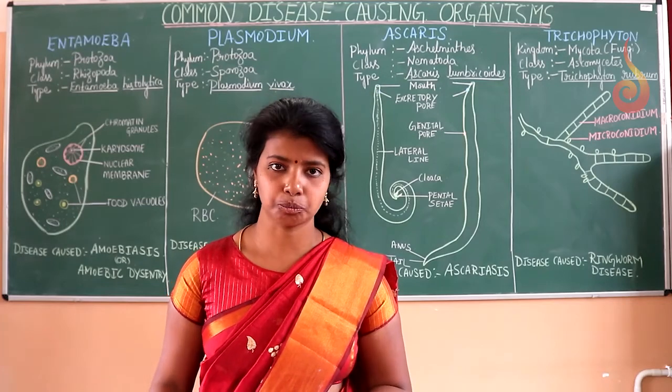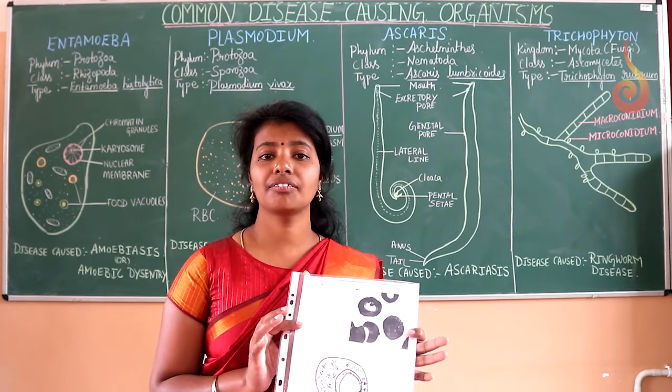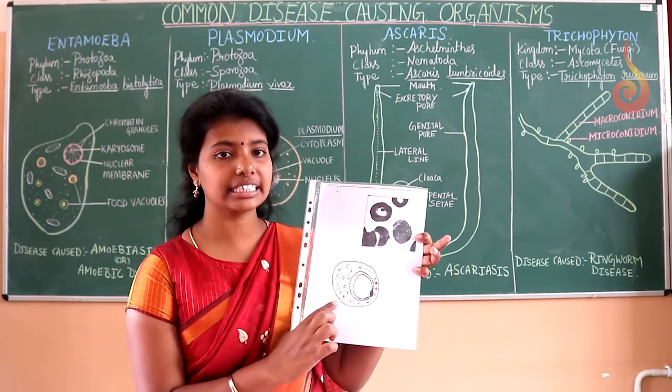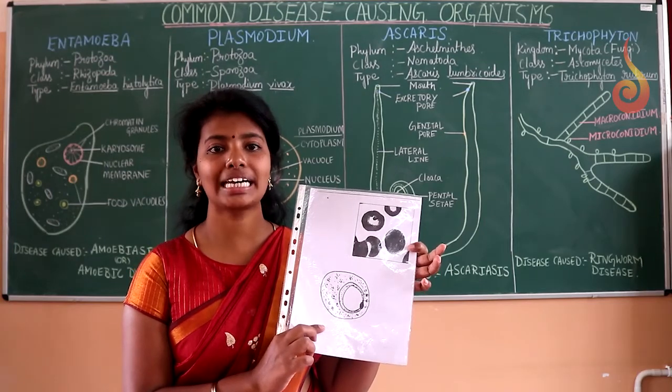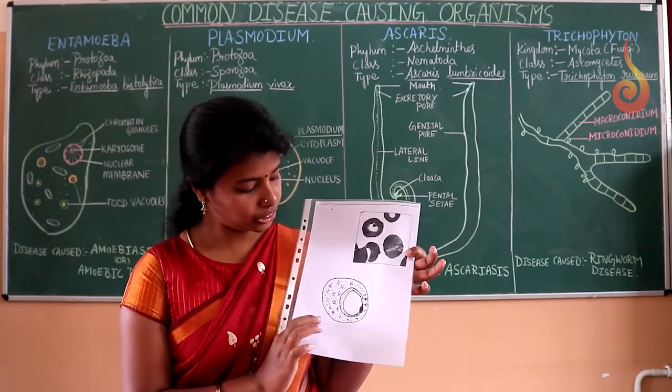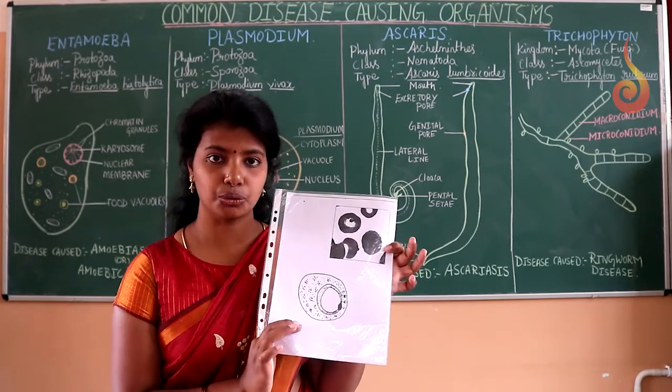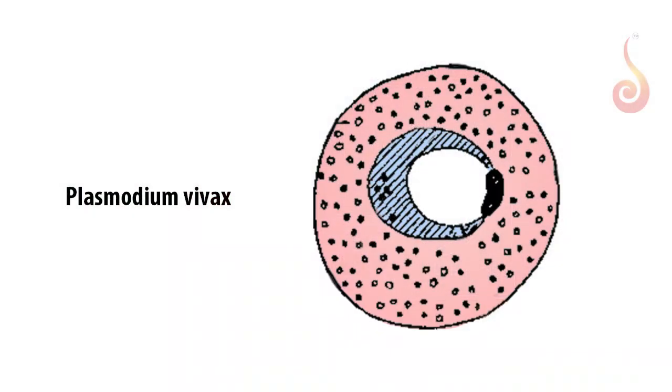Then coming to Plasmodium. For Plasmodium, the very important stage is the signet ring stage. So this will be the chart which will be kept in your exam. If you notice this signet ring, then identify it as Plasmodium vivax.